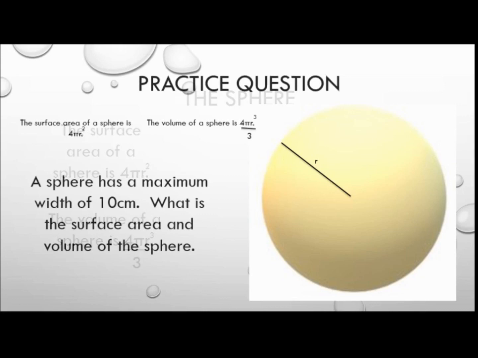Okay then, so much for the theory. Let's have a go at putting this into practice. A sphere has a maximum width of 10 centimetres. What is the surface area and volume of the sphere? Okay, good luck with that one. Pause the video, take your time, and when you're ready, just press play.